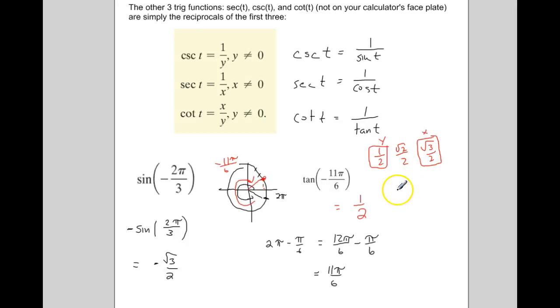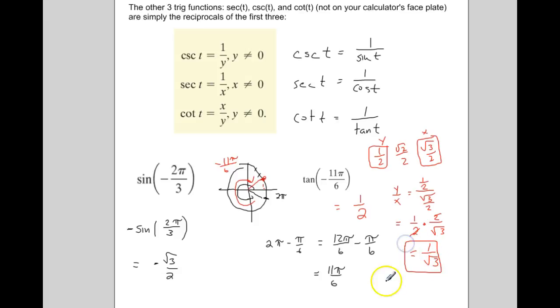Now the tangent is y over x. So it's 1/2 over the square root of 3 over 2. That's a fraction divided by a fraction. If you write it left to right, you can flip that and multiply. So I end up with 2 over the square root of 3 because we're dividing by a fraction. We flip and multiply, the 2's cancel, and we end up with 1 over the square root of 3 as the value of the tangent of 11 pi over 6.